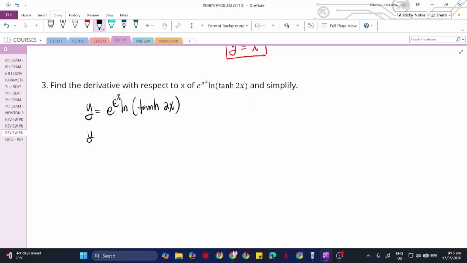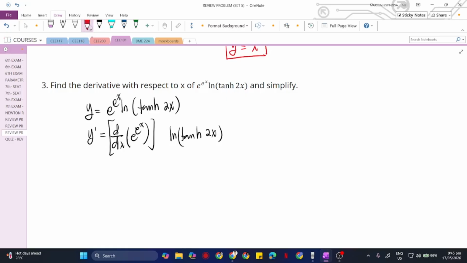So we can use the product rule. So y prime will be equal to, okay, we can set this one as our u and this one as our v. So that will become du, the derivative of e raised to the power of e raised to the power of x, and then copy ln of tanh 2x. Then we take the derivative of that, and this one we'll just copy.